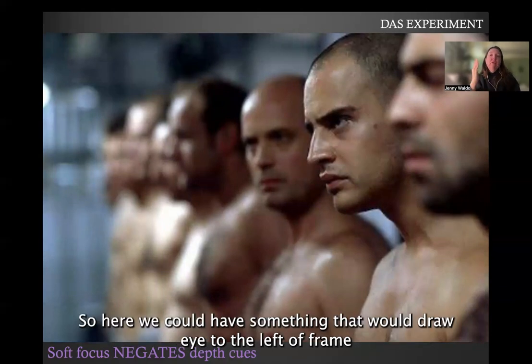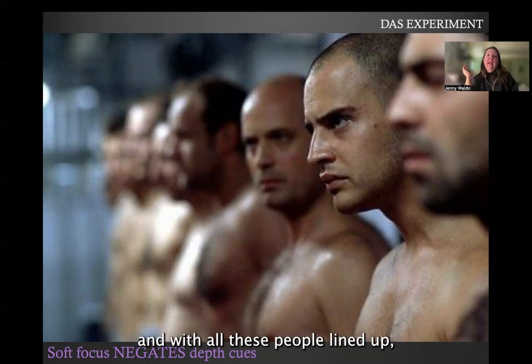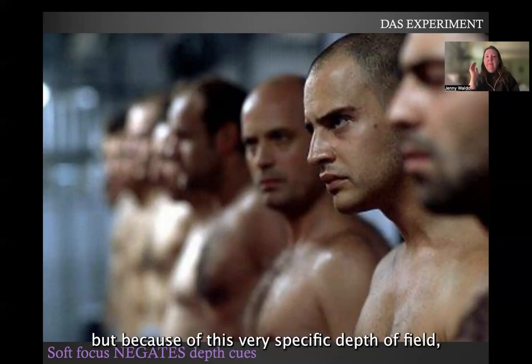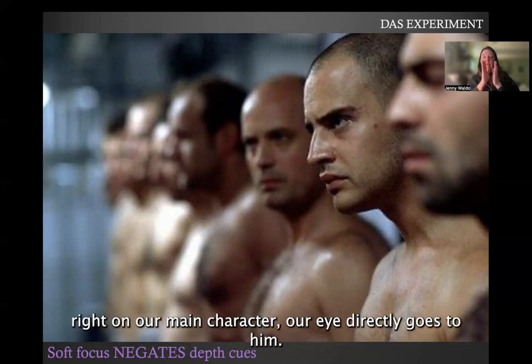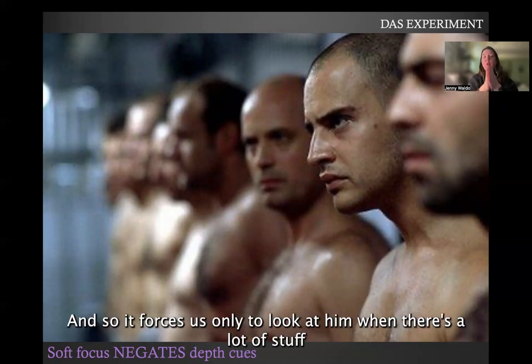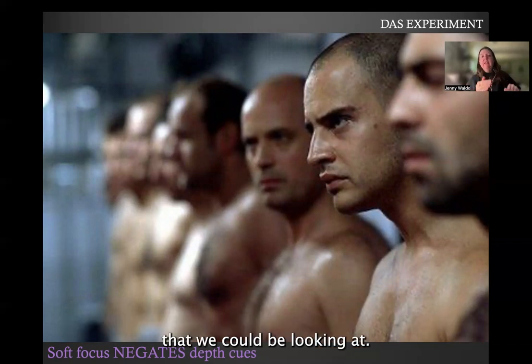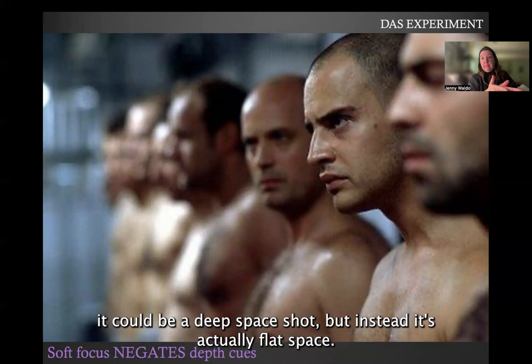So here we could have something that would draw our eye to the left of frame, with all these people lined up. But because of this very specific depth of field right on our main character, our eye directly goes to him. And so it forces us only to look at him when there's a lot of stuff that we could be looking at. So again, it could be a deep space shot, but instead it's actually flat space.